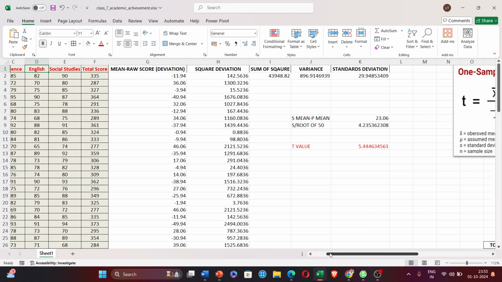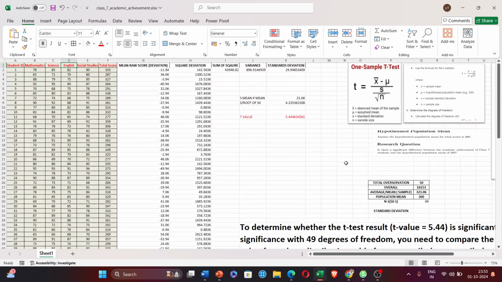As we know, this is the formula of the mean. It is the sample mean. I have written the sample mean here. So all I have to do is add up all the scores. Once I do all the plus, I get 16153, the sum of the scores.